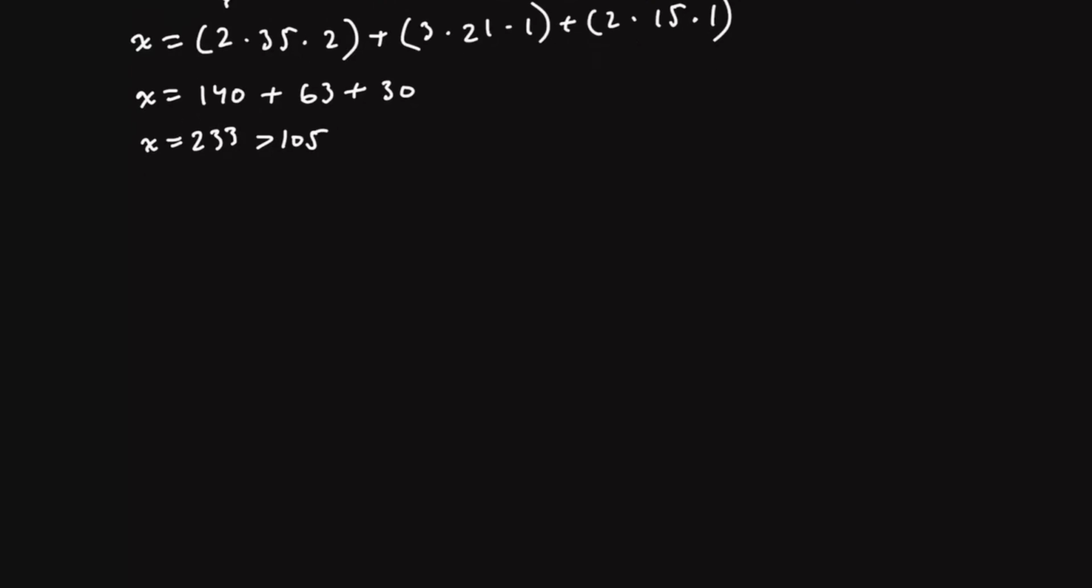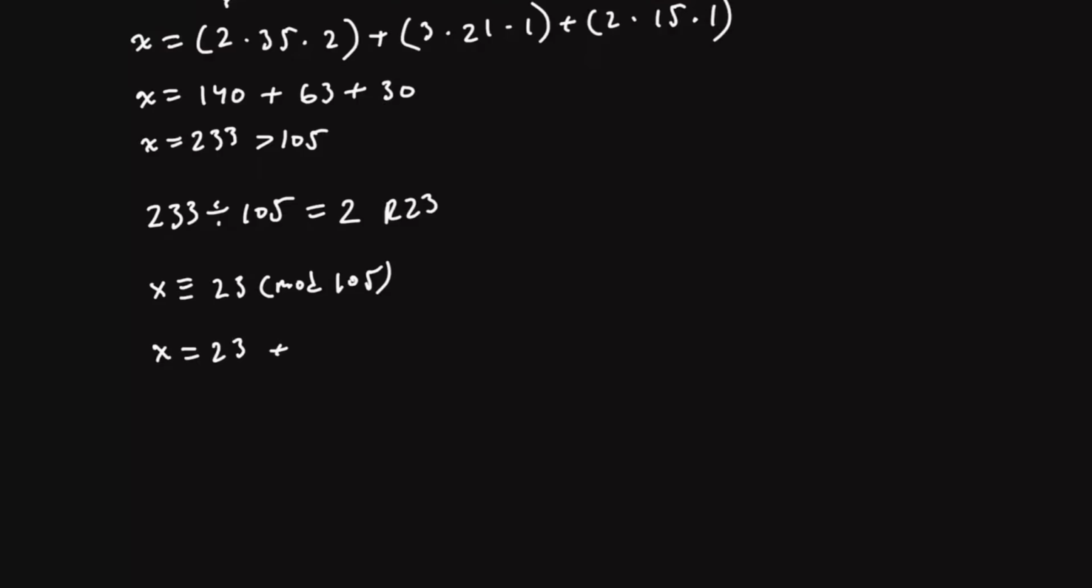So 233 divided by 105 is 2 with a remainder of 23, which means our actual value of x is x equals 23 mod 105. And technically, any possible answer to this question would be 23 plus 105k, which would all give you a valid solution.